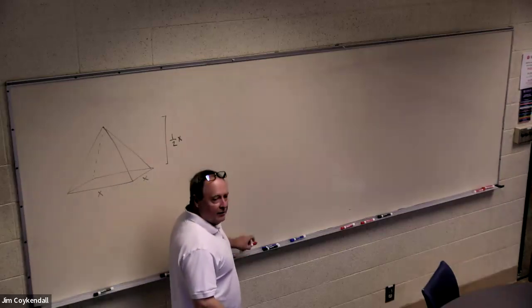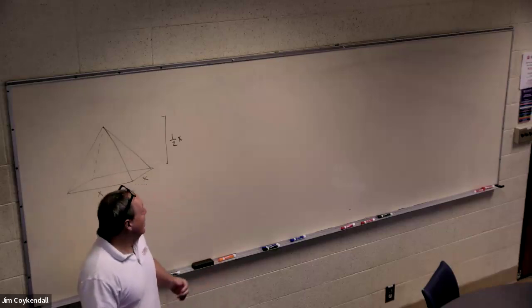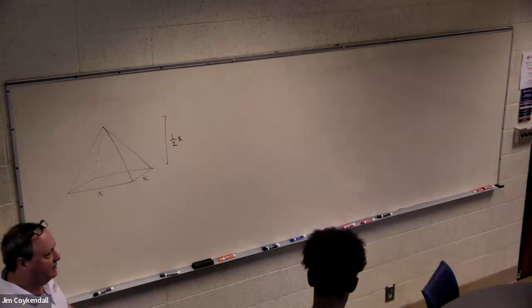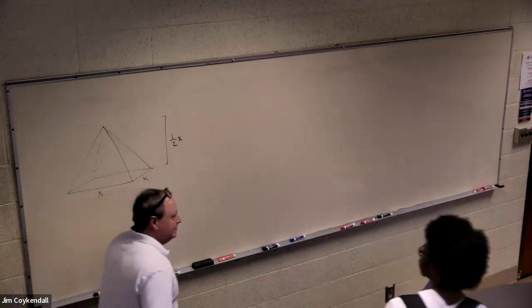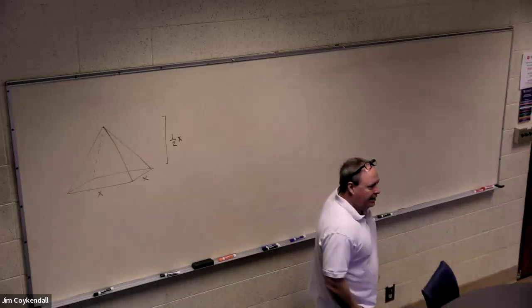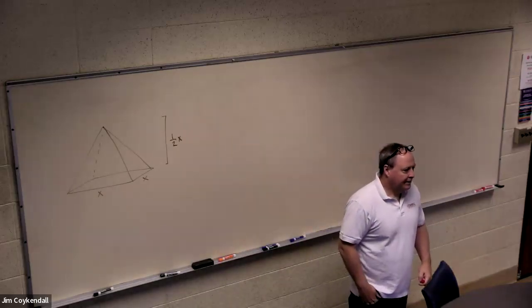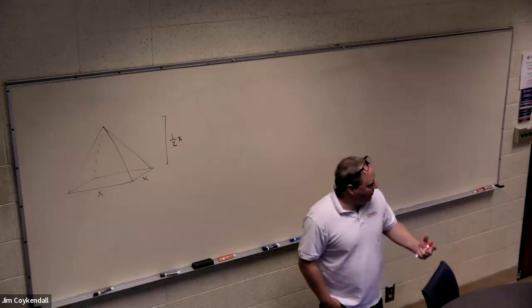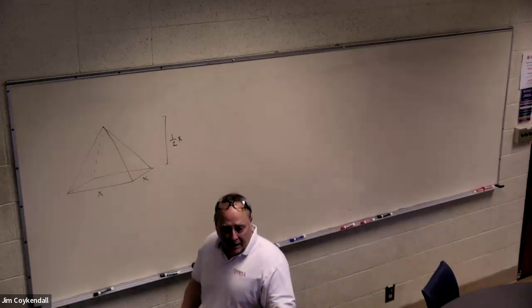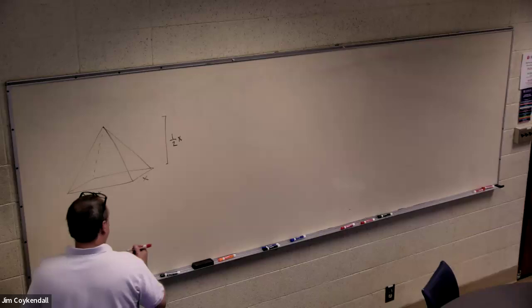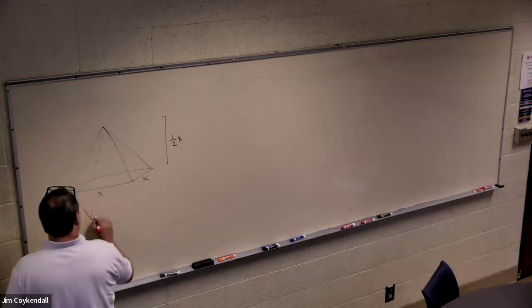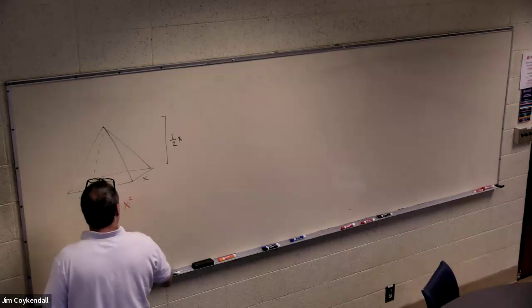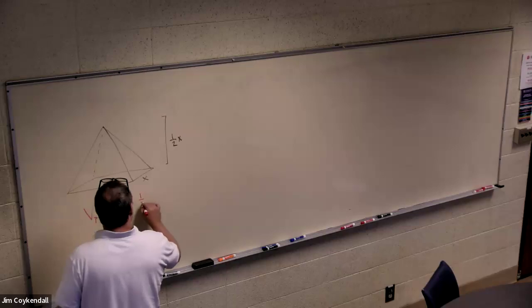Now, just out of curiosity, does anybody know what the volume of a pyramid is? Oh, good. Yes, this is true for pyramids and cones. It's a third of the base area times height. So the volume of our pyramid is 1/3 base area, in this case X squared, and the height is 1/2 X.